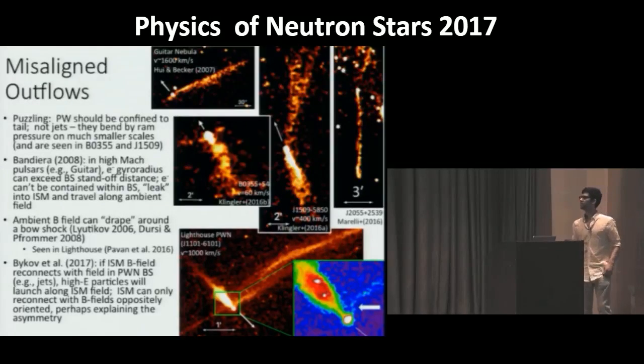And Bykov et al., to explain the asymmetry in these, has suggested that the interstellar magnetic field lines can reconnect with magnetic fields in the pulsar wind nebula bow shock or jets, which will allow high-energy particles to be launched along the interstellar magnetic field direction. But because the ISM magnetic fields can only reconnect with the magnetic fields that are oppositely oriented with them, it explains why one side is highly favored over the other.